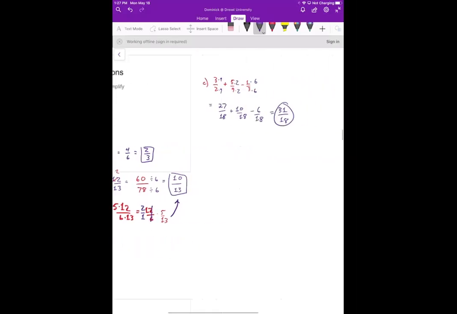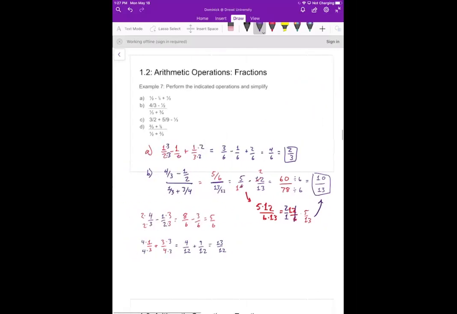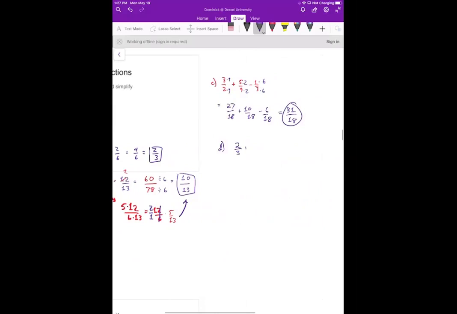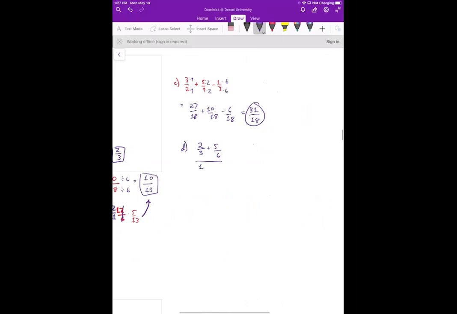All right, now part D, we have 2 over 3 plus 5 over 6 all over 1/2 plus 2/3. So it looks like my common denominator in both the top and the bottom is actually 6. Okay, so if we simplify here, I'm going to get 4 over 6 plus 5 over 6 all over 3 over 6 plus 4 over 6. So we get 9 over 6 divided by 7 over 6.